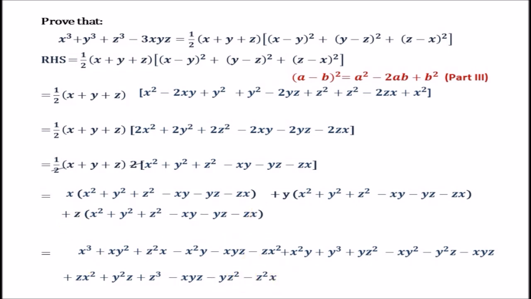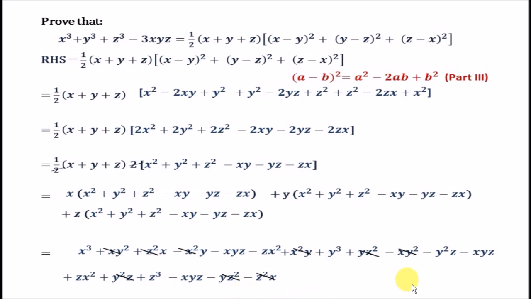So now, as you can see here, there are lots of terms which can be cancelled out. So let's cancel one by one. First up, plus xy square minus xy square, equal and opposite, so we can cancel them out. Plus z square x minus z square x, so we can cancel them as well. Next, minus x square y plus x square y, again equal and opposite. Next, plus yz square minus yz square, again equal and opposite.